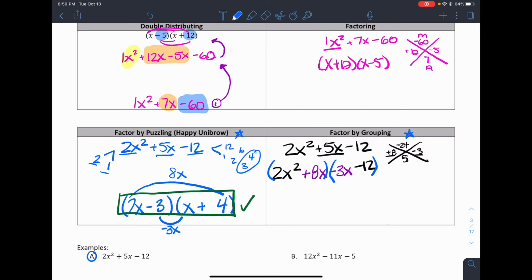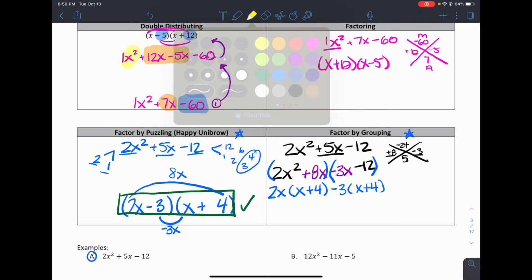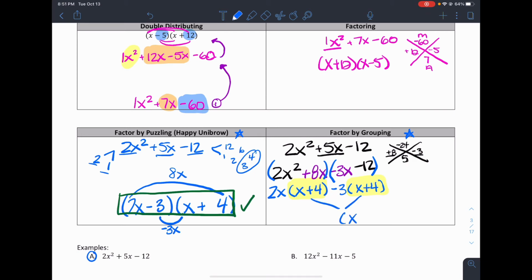So, in the first half, they both have 2x in common. So 2x times x plus 4. In the second half, remember I told you, take out the negative if you can if it starts with a negative. So I'm going to take out a negative 3, and that'll leave me with x plus 4. What you should notice is that these match. If you did this right, they always will, right?